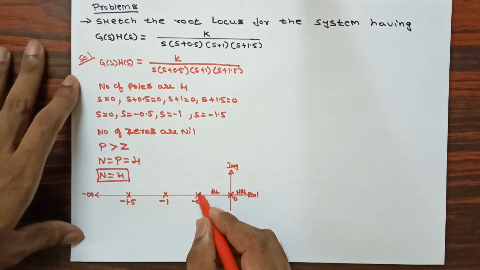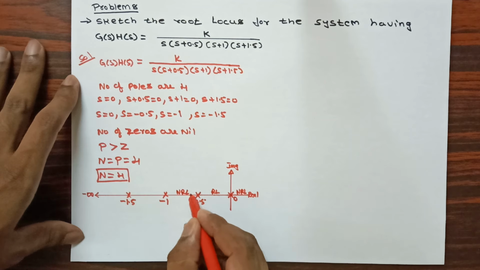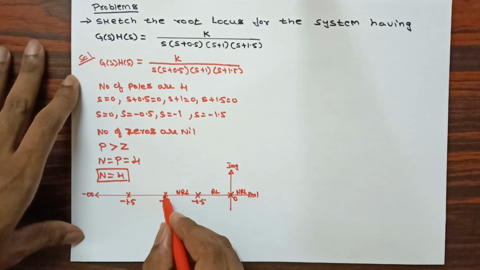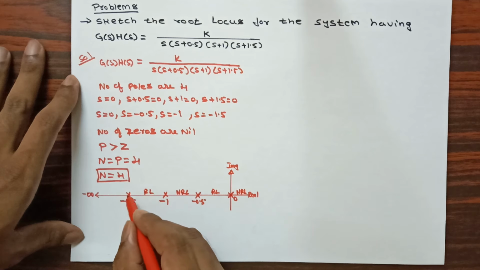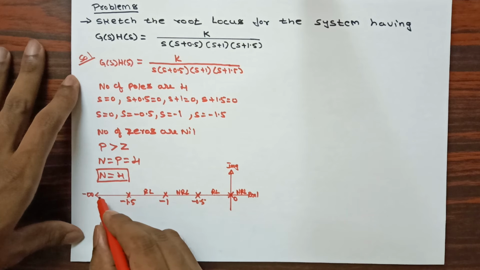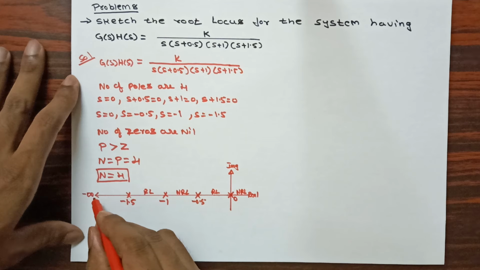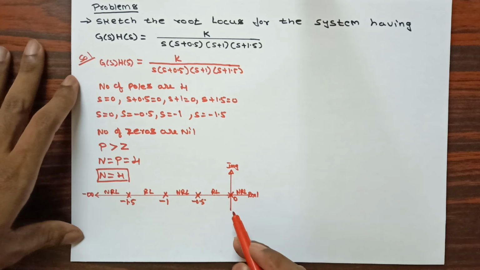Now at this point the count becomes 2, and 2 is an even count, and from this point to next count I am going to consider no root locus. Now here the count becomes 3, and 3 is an odd count. From this point to next count I am going to consider the root locus path. Now at this point the count becomes 4 and 4 is an even count, and for an even count we are going to consider no root locus path till next count. And here I am not having any count. Till infinity I am going to consider no root locus path. So in this way we have considered the root locus path and no root locus path.